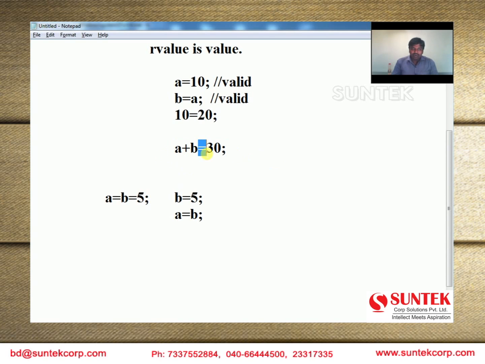Why? Because of the equals to operator. What is equals to? The left side should be a variable, and the right side should be a value. A plus B: what is A plus B? It is not a variable. A plus B is a result.